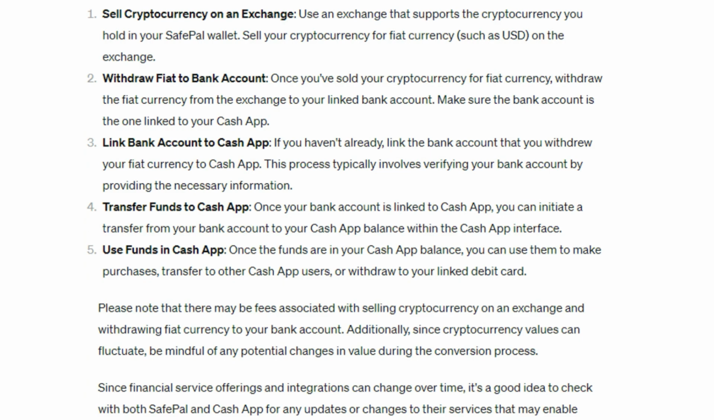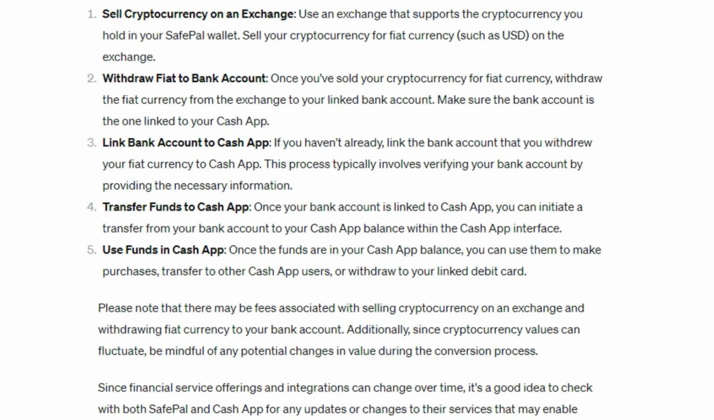Now, if you haven't already, what you're going to want to do is link a bank account that you withdraw your fiat currency to, to Cash App. This process typically involves verifying your bank account by providing the necessary information such as your bank sort code or routing number. Once your bank account is linked to Cash App, you can initiate a transfer from your bank account to your Cash App balance within the Cash App interface. And once funds are in your Cash App balance, you can then go ahead and use them to make purchases, transfer to other Cash App users, or withdraw to your linked debit card.